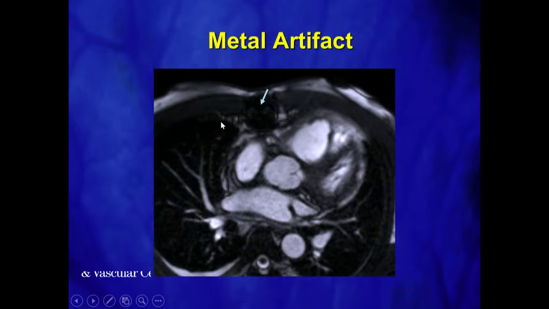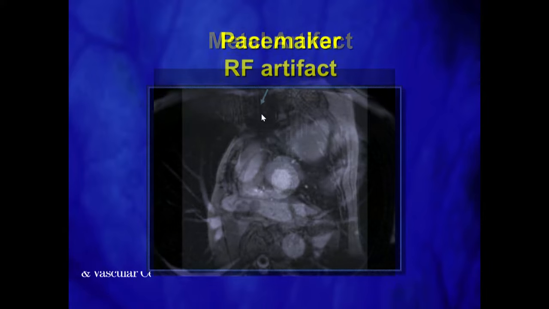This is a patient with sternotomy wires, and usually they cause what we call the susceptibility artifact. There are no hydrogen atoms in wires or metals. So that's exactly what you see at the MR scanner.